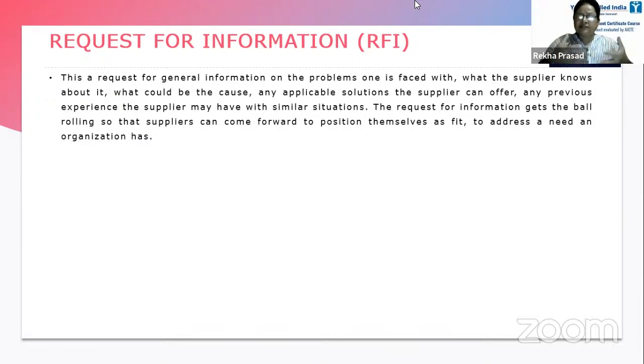The dialogue starts from the supplier to the buyer. So this is actually when the play has started.